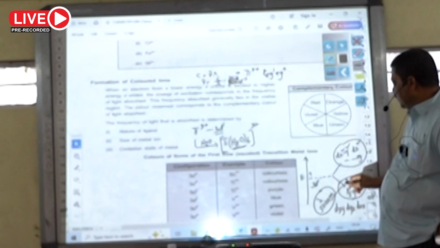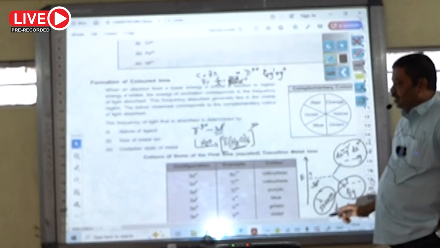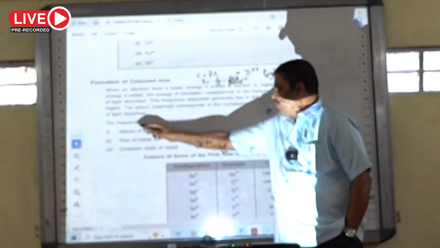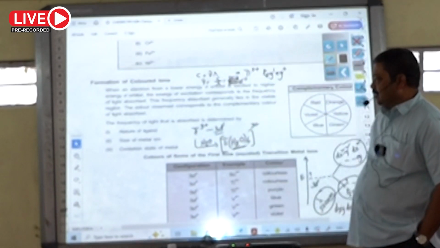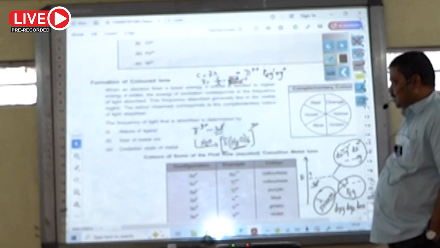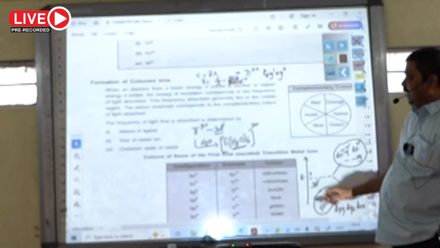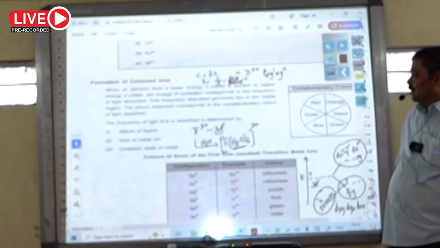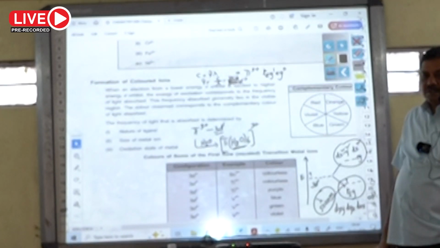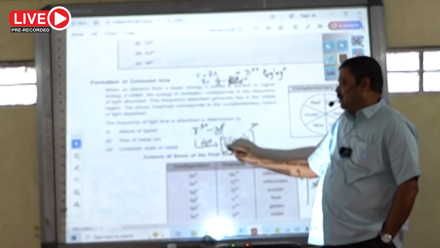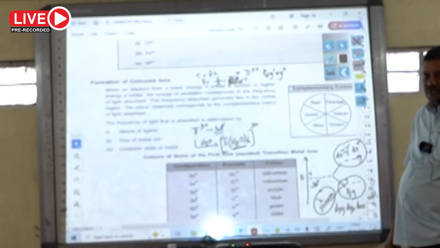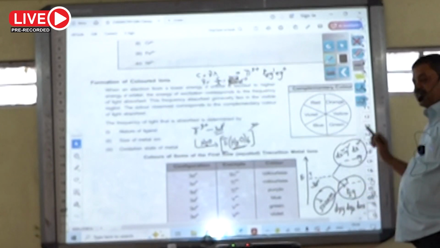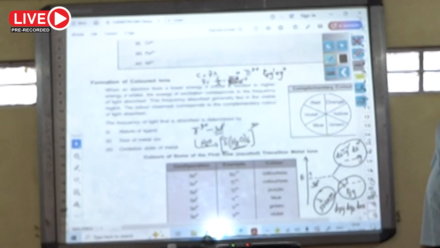So the frequency of the light that is absorbed depends on the nature of ligand. What is the ligand here? Water. Size of the metal ion and oxidation state of the metal ion. 3 factors determine which wavelength or which frequency it will absorb.